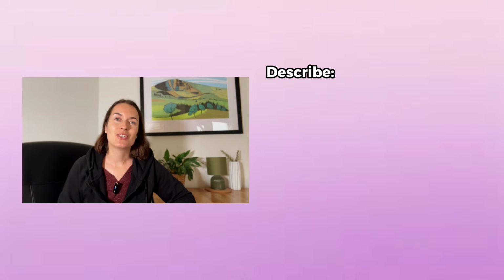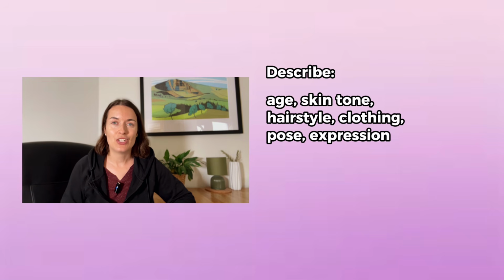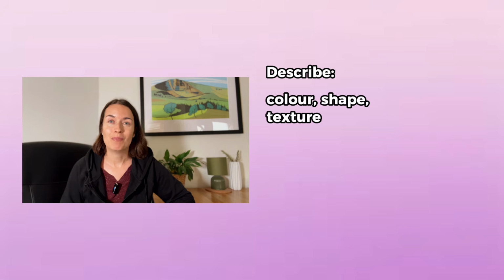So the first element of your perfect image prompt is the subject. So what is the image of? So you want to be specific here. You want to describe things like the appearance of the subject, and you can include things like age, skin tone, hairstyle, clothing, pose and expression for human subjects. And for inanimate objects, you can also include things like color, shape or texture.